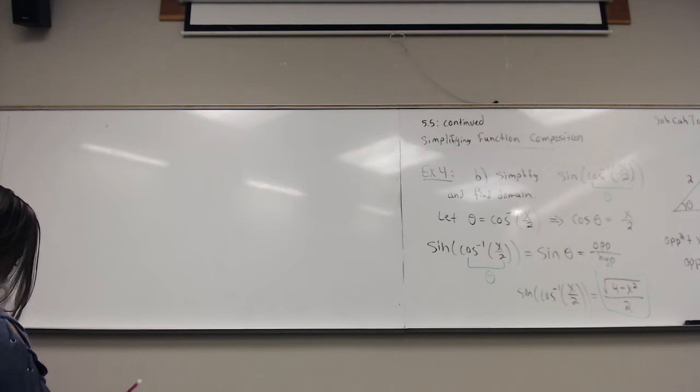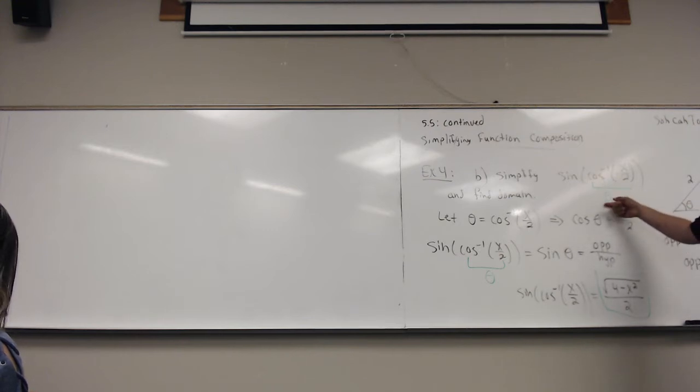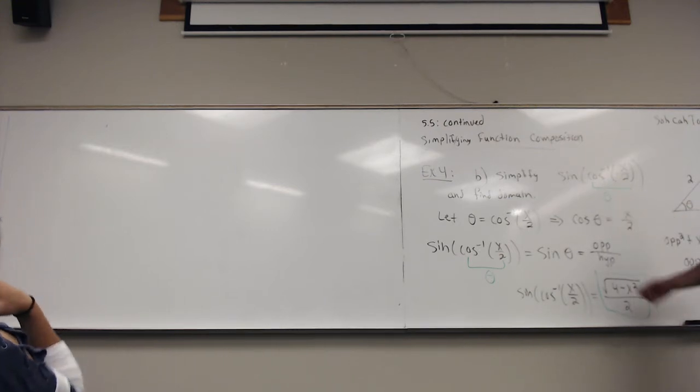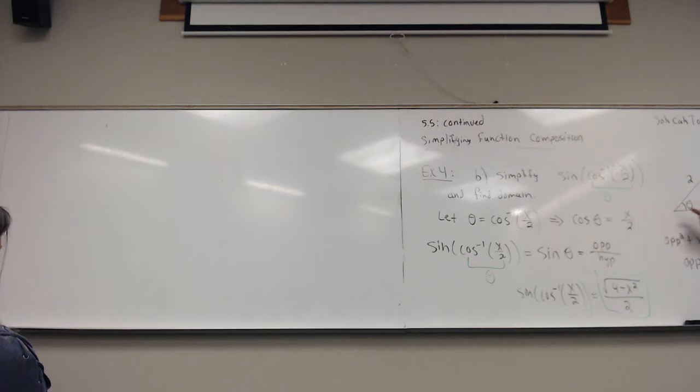Okay, so same process every time. This inner function involving the inverse, call that some angle theta, and then convert to the original function. So in this case, cosine theta would be x over 2. That allows you to draw this right triangle with angle theta. Since cosine is adjacent over hypotenuse, we can treat the x as the length of the adjacent side, the 2 as the length of the hypotenuse.